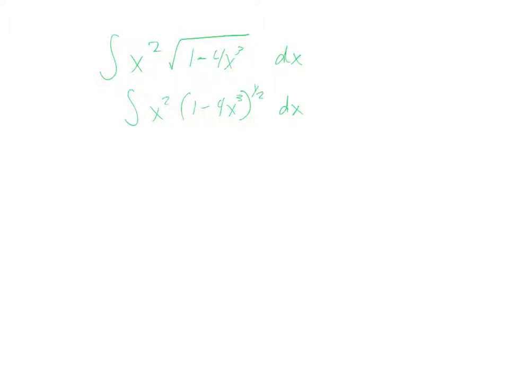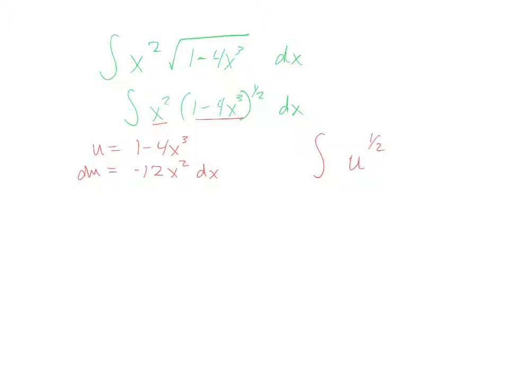Now again, of my more complicated term out of x squared and 1 minus 4x cubed, generally the one with the higher exponent is my u value, which is 1 minus 4x cubed. The derivative of that would be negative 12x squared dx. So let's start replacing what we can. 1 minus 4x cubed to the 1/2 is going to be u to the 1/2.